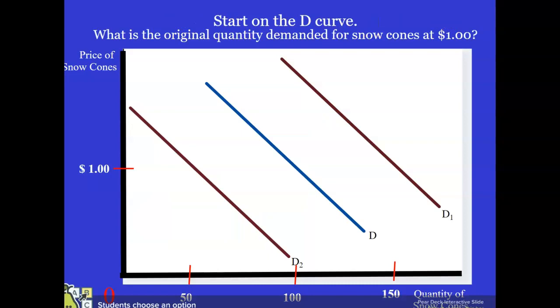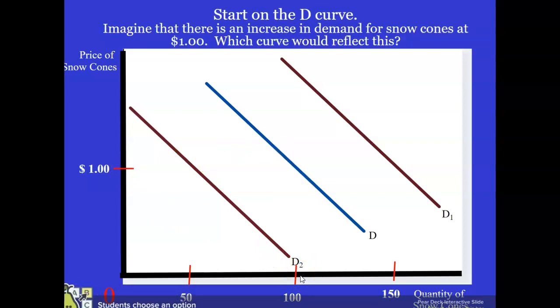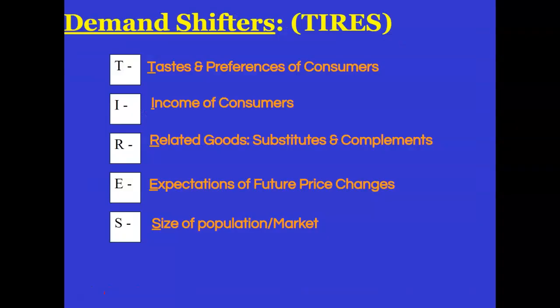So if we start on the D curve, what is the original quantity demanded for snow cones at $1? I already talked about this. You just follow that line straight up from the dollar across, and then you go down and you see 100. If there's an increase in demand to D1, it's 150. And if you have a decrease in demand at $1, it's 50 snow cones.